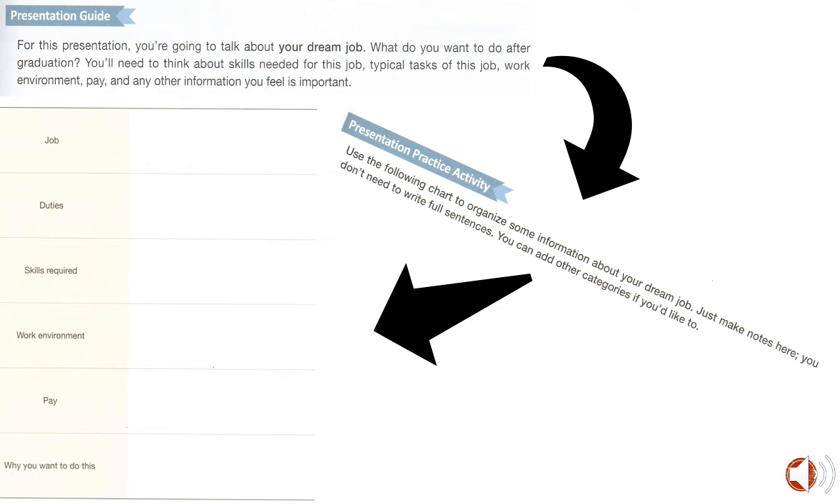That brings us to the presentation portion of the unit. And as you probably guessed, today's presentation will be about your dream job. What do you want to do after graduation? What kind of work do you want to do? So you'll need to think about the job. What are the duties? What kind of skills do you need? What's the work environment like? How much does it pay? And why do you want to do this work?